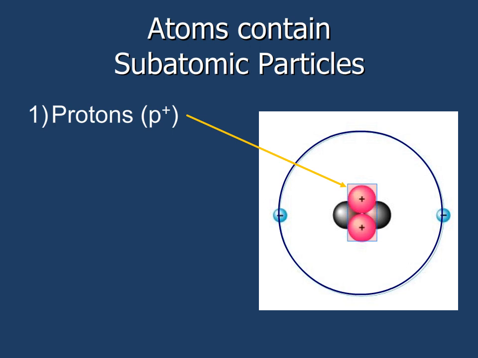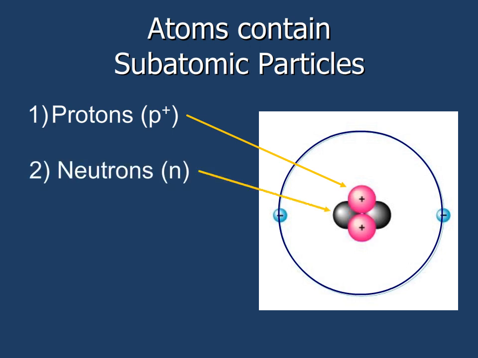Protons have a mass of one atomic mass unit, and they also have a positive one charge. It's very important to realize that each element will have atoms with a certain number of protons, and that atoms usually cannot give up or receive protons, that the number of protons in an atom should always stay the same.